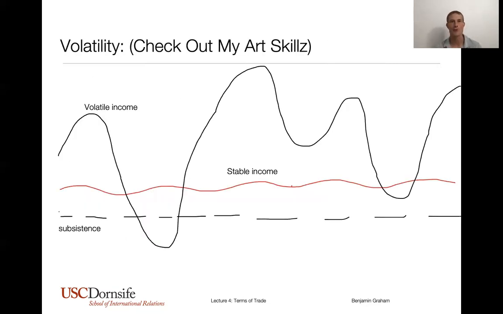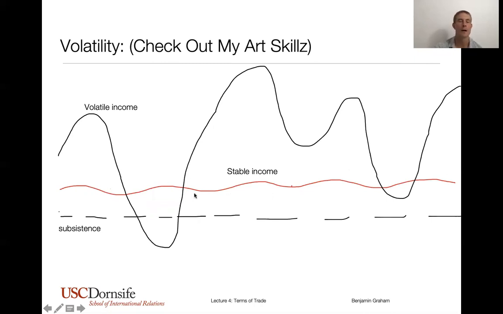Get a little bit of hand-drawn stuff. So what we've got here is two different income lines. We've got the volatile income, right? Which on average, you average across this whole time period. Let's imagine time is on the x-axis here. So the individual or the country with the income in this black line makes on average more than the country or the individual with that red line, right?